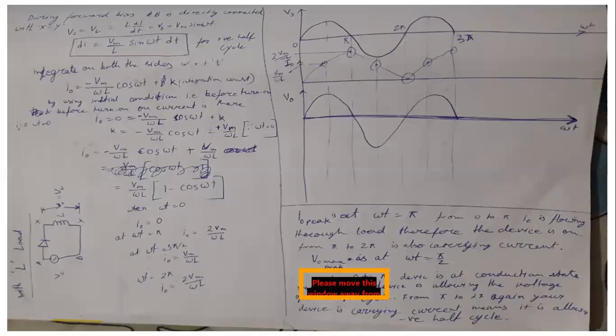Okay. So from 0 to pi it is storing energy, and from pi to 2 pi it is releasing through the load. So 0 to 2 pi is the conduction duration of an inductive load for the diode. So 2 pi radians or 360 degrees is the total conduction period. Okay, so the conduction angle will be 360 degrees.